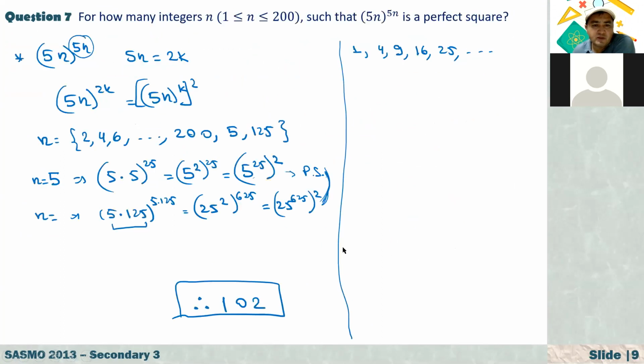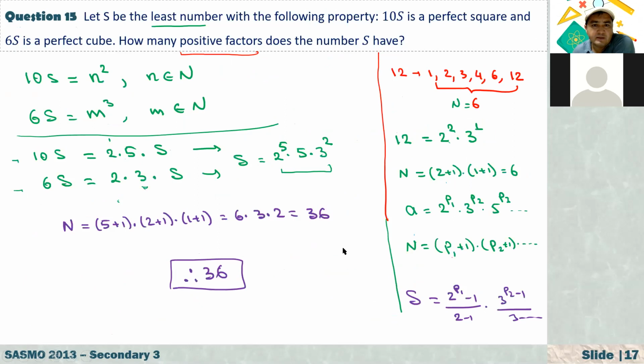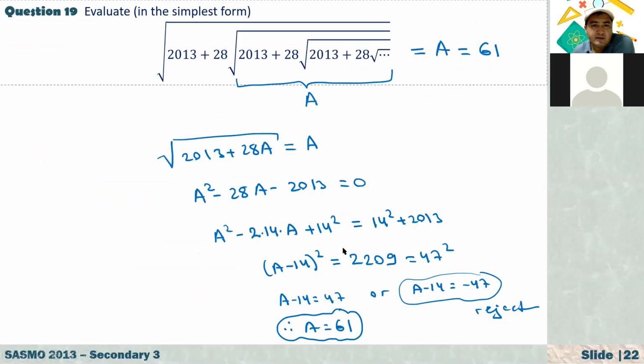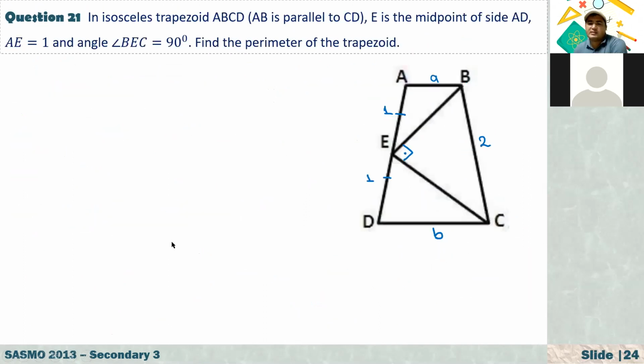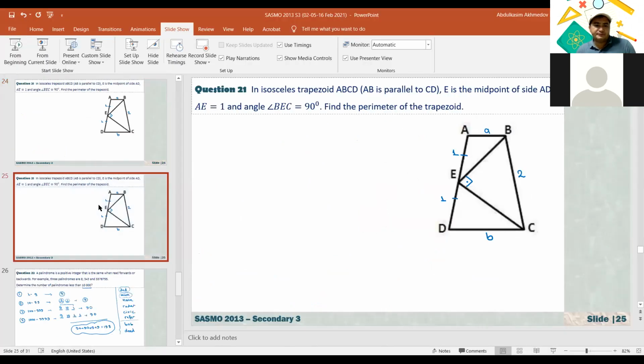As you remember, we were solving these 2013 secondary three questions, and step by step, if we solve maybe two or three papers, after that we go much faster. Last time we stopped here. Let's discuss this question, and we will move to another question now.